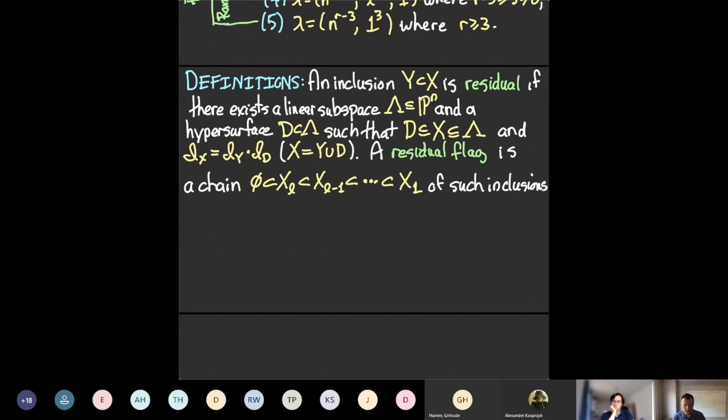So first of all, what does it mean that the empty set contained in XL is a residual intersection? It means that XL has to be a hypersurface in some linear subspace. So each of the XLs is a hypersurface in some Lambda, and I use capital Lambda because the dimension of those linear spaces are going to be given by what were lowercase lambdas before.